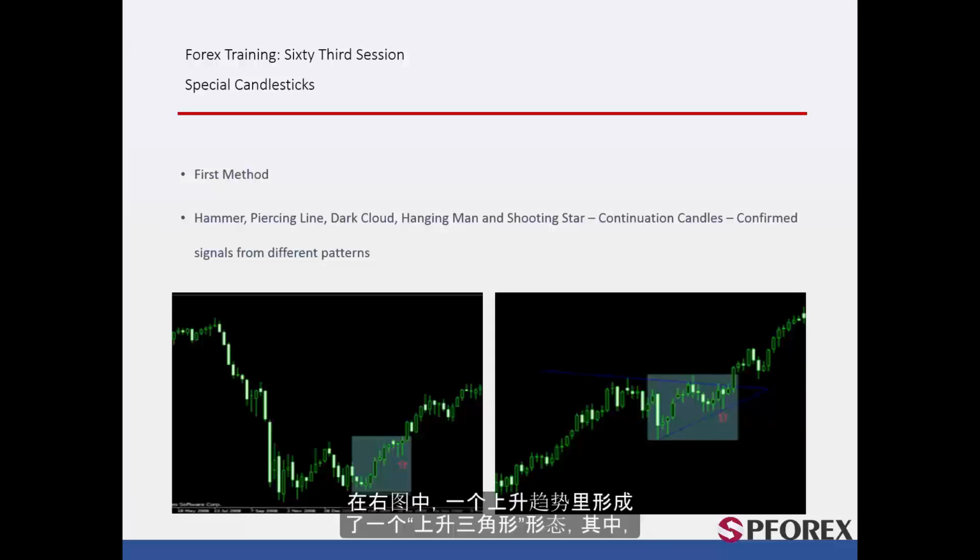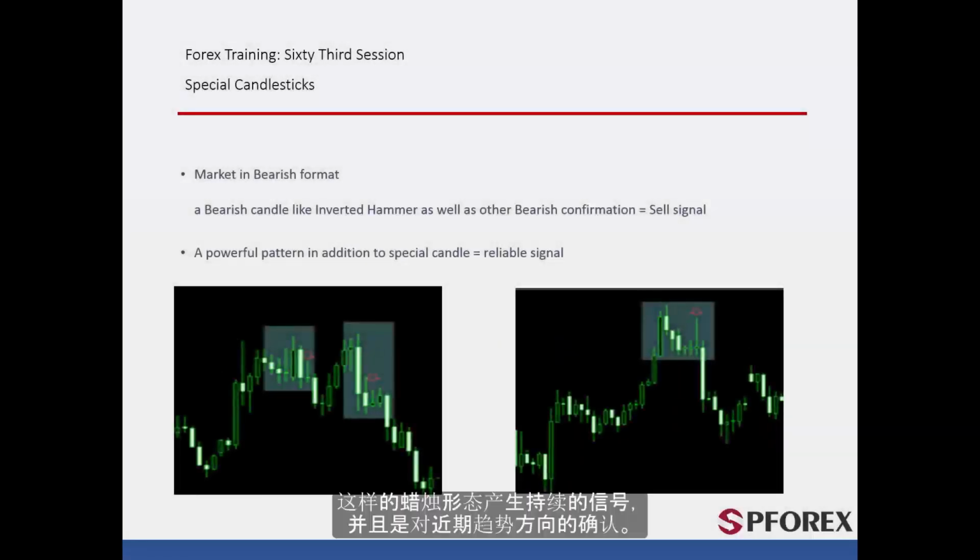This pattern confirmed that the uptrend would continue its direction towards the top. On the right graph, a bullish triangle pattern has formed on an uptrend, in which a bearish hanging man has formed on a breakout point. This candle pattern confirmed a powerful and suitable buy signal generated on the breakout point of a given triangle pattern. So, a trader could place a buy order on this spot. These candle patterns generate continual signals and confirm the recent direction of a trend.